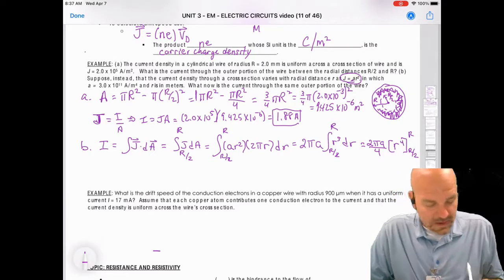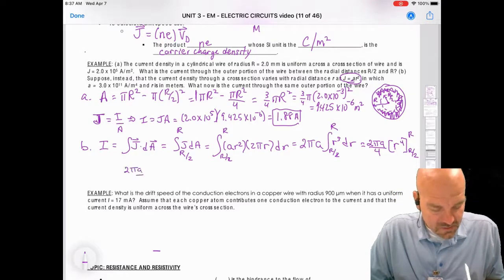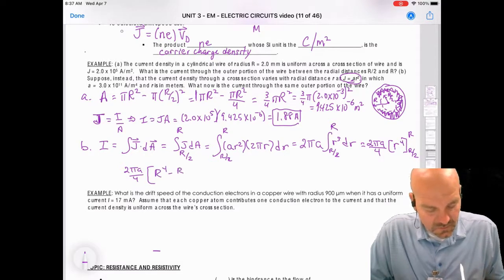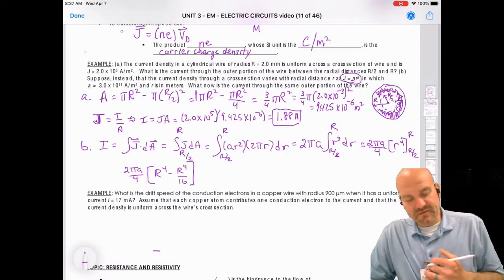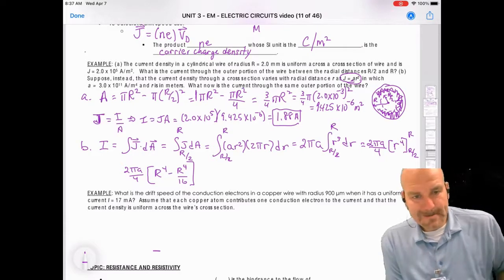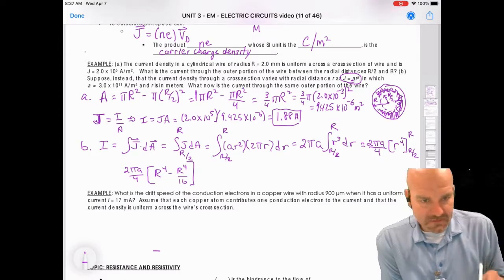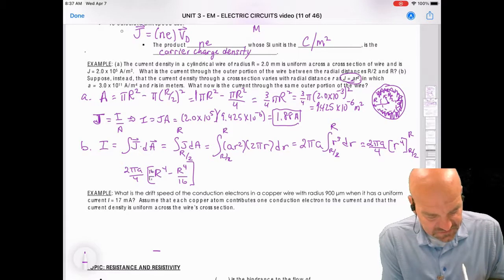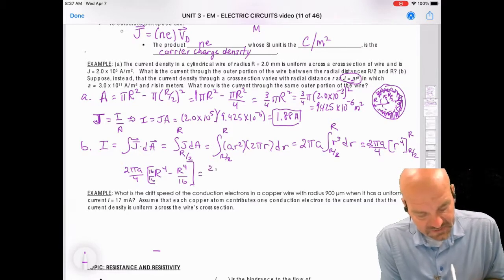Okay. And now I'm going to say 2 pi A over 4 times big R to the 4th minus R to the 4th over 16, because I have to do R over 2 to the 4th. Okay. And so that ends up being, so this is like 16 over 16. So what's inside ends up being 15/16 big R to the fourth.